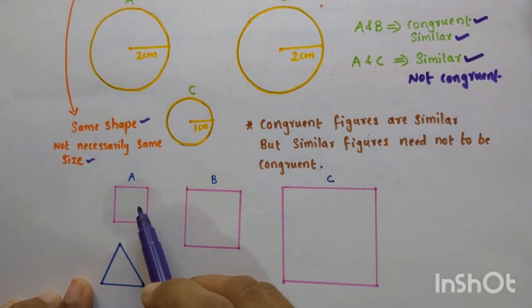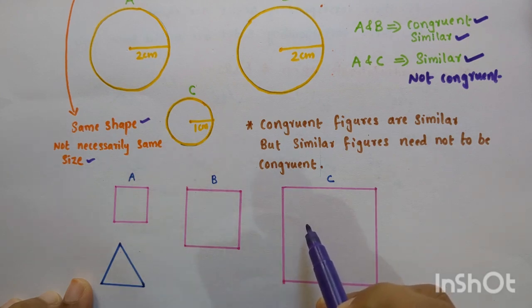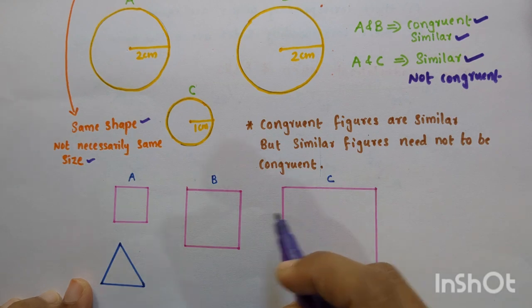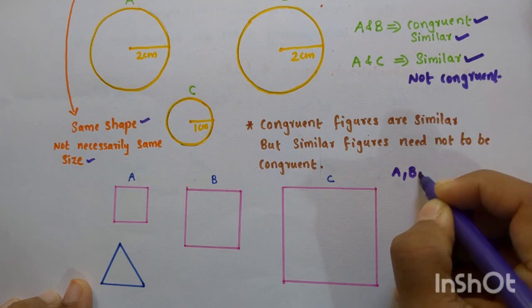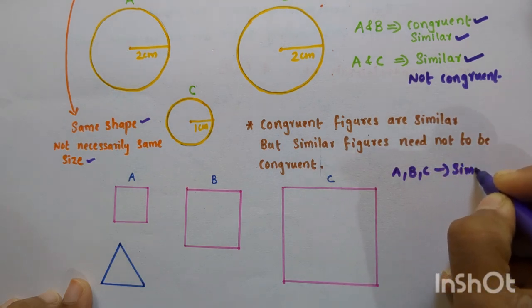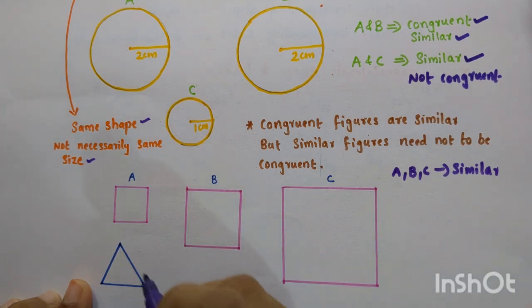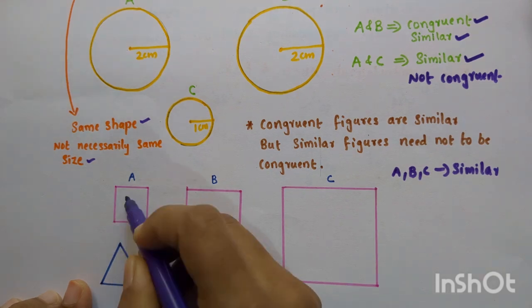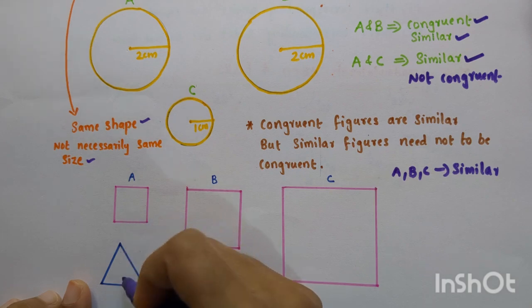Now, consider these three squares A, B and C of different sides. The side length is different for all three squares. All of them are squares but their sizes are different. So all these squares A, B and C are similar because all of them have the same shape. Now if you consider the square and this triangle, these two are not similar figures because they do not have the same shape.